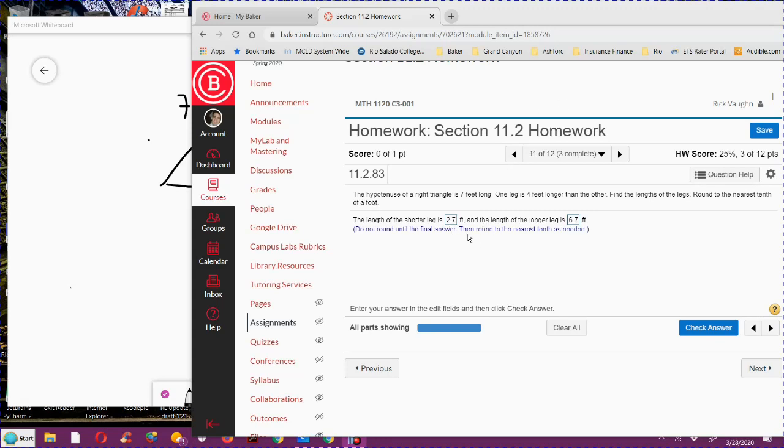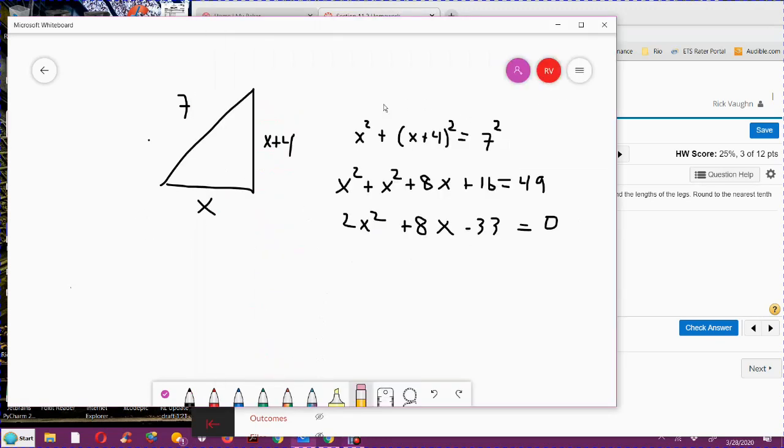But this question, I got a head start on over here. So the hypotenuse of the triangle is 7. One leg of the triangle, I'm going to call that x. The other one is 4 feet longer, so I'm going to write x plus 4. So I have x squared plus (x plus 4) squared equals 7 squared by the Pythagorean theorem.